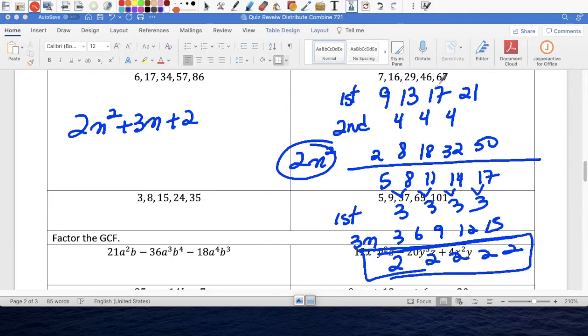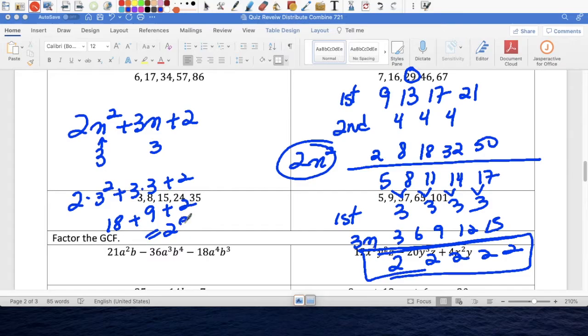Let's just double check. Let's pick the third one. So the third one is 29. So if I plug in 3 here and 3 here, I should get a 29. So let's try that. 2 times 3 to the second power plus 3 times 3 plus 2. 3 to the second power is 9 times 2 is 18. 18 plus 9 plus 2. And that definitely gives me 29. So it looks like I'm good.